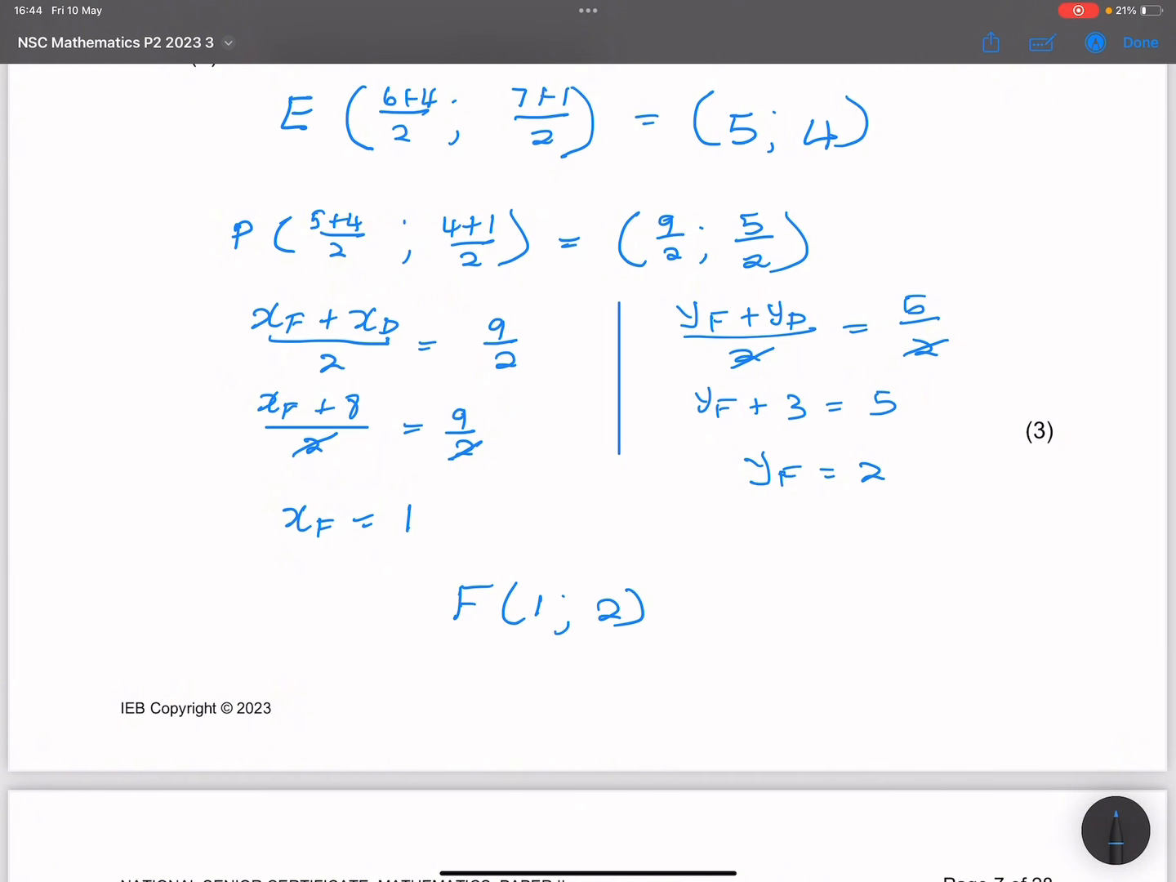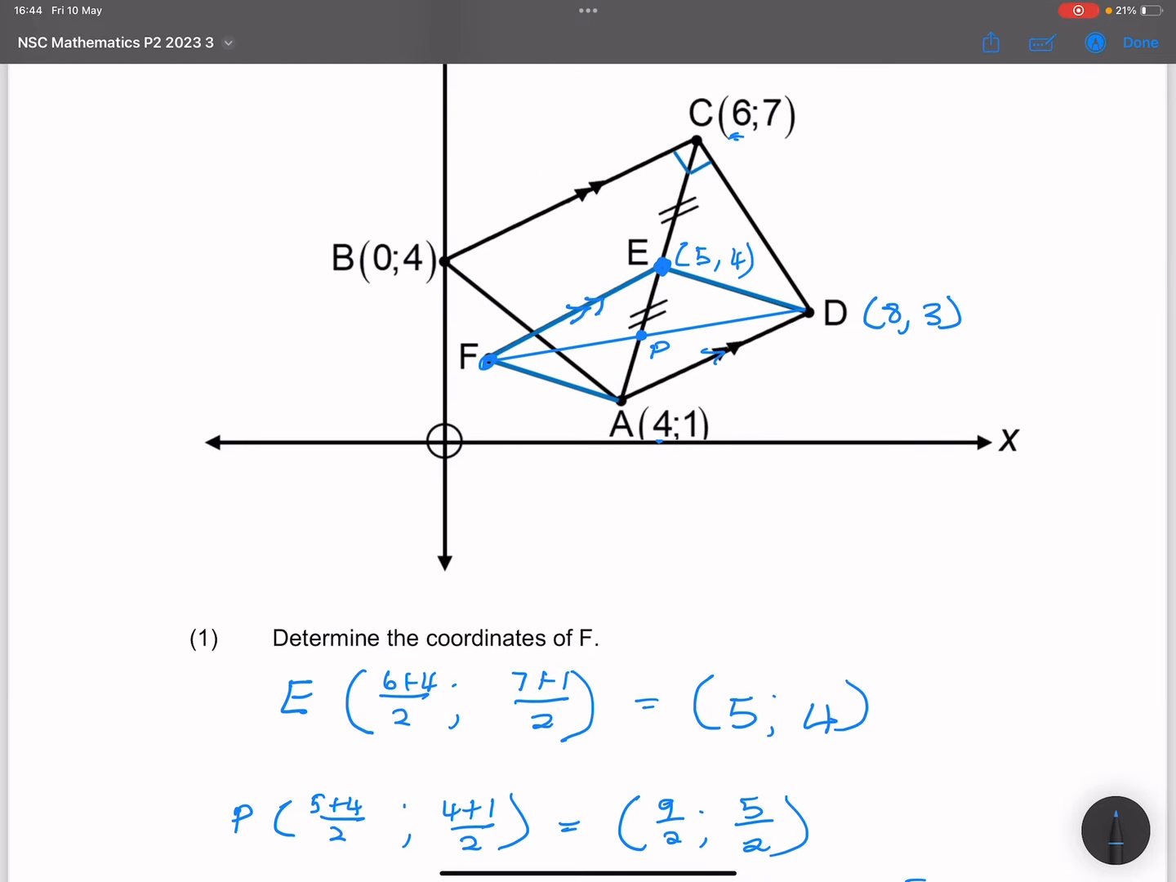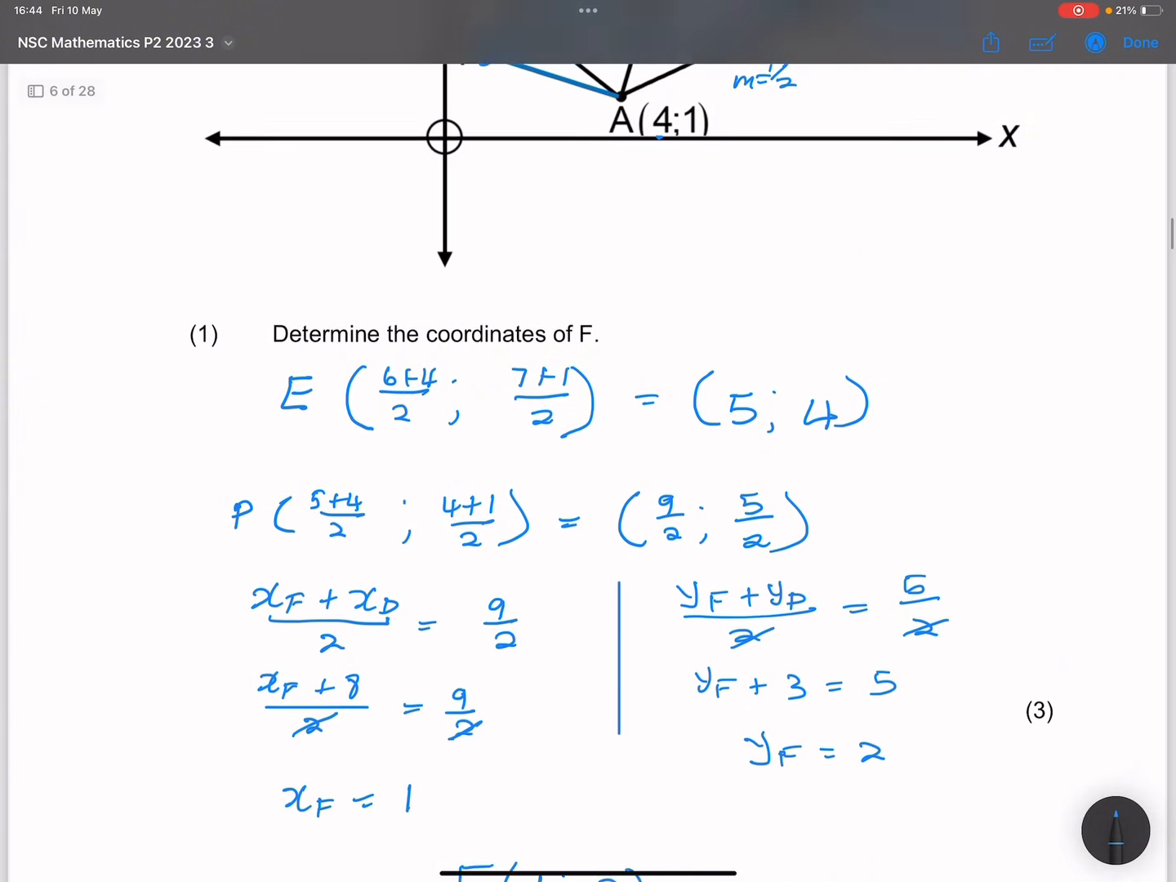Now, ladies and gents, another way that you could have done that: you already know that AD is parallel to FE, and we know the gradient of AD. We calculated that to be a half. We would also be able to get the gradient of ED, and that would be equal to the gradient of FA. So we can use those two gradients to calculate the coordinates of F. Okay, so that's another way there.